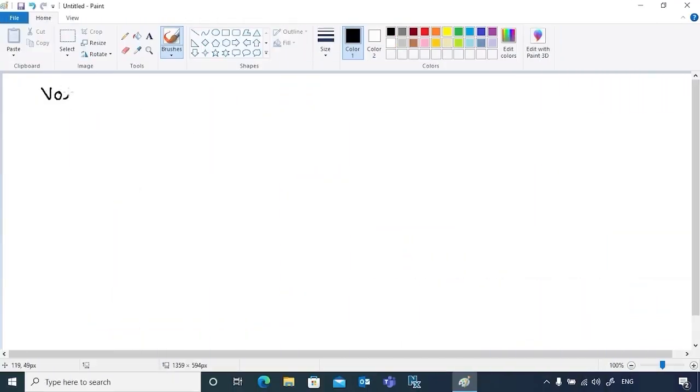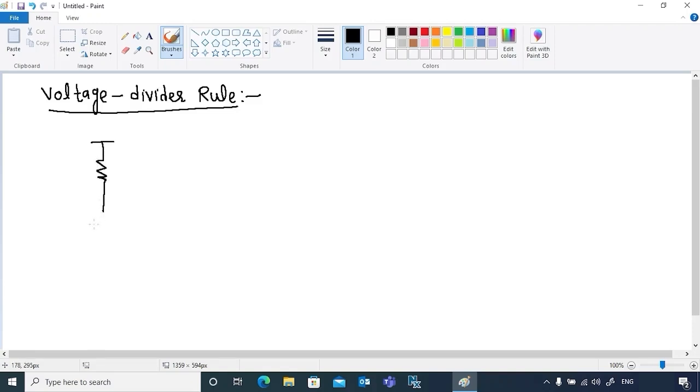Today we will understand about the voltage divider rule. So in the voltage divider rule, there is a resistance R1 and this is the midpoint. This is resistor R2 and this is connected to ground. So this resistor is R2, this resistor is R1.